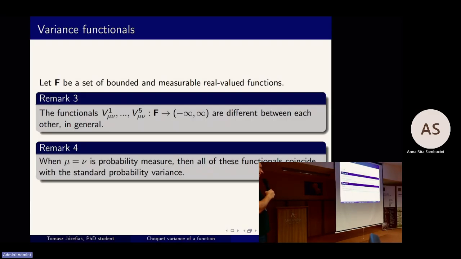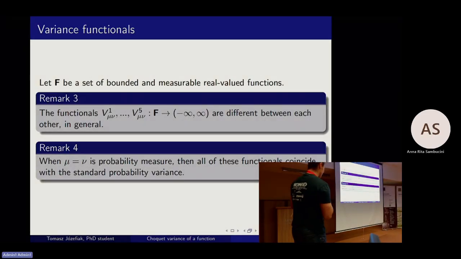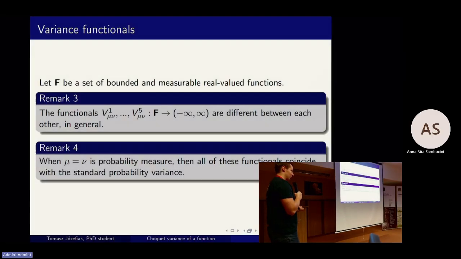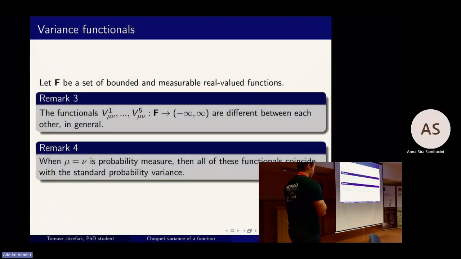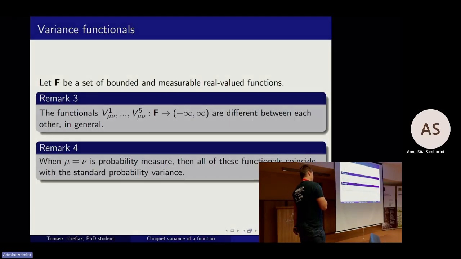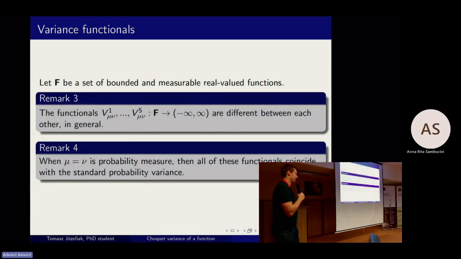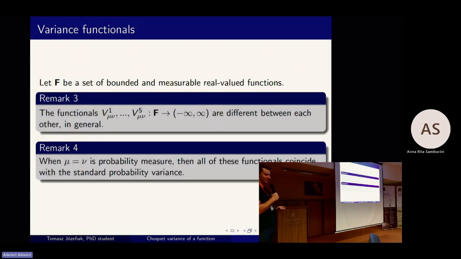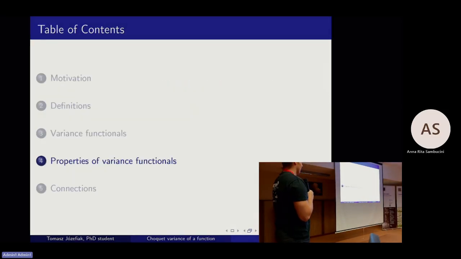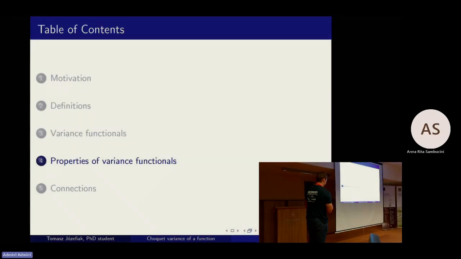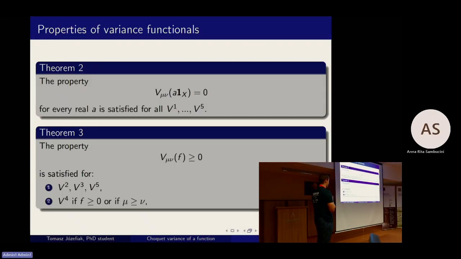Okay, so right now we know that it is indeed some kind of extension. We know how it works. We know the definition. We know why we needed the concept of the double Choquet integral. We know why and how we introduced the idea of differently aggregating the positive and the negative parts of the product of the functions. So let's see the properties of these variance functions.